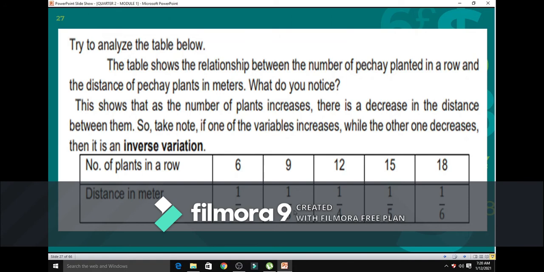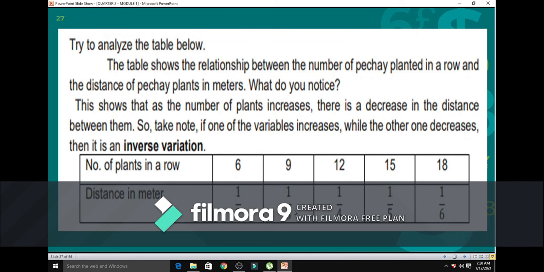So, kapag dumadami yung halaman sa isang row, ano nangyayari din sa distance nila? Lumiliit. So, ibig sabihin, nagiging mas malapit yung mga halaman sa isa't isa. So, take note that if one variable increases while the other one decreases, then it is called now an inverse variation. Kaya nga inverse, yung isa tataas, yung isa bumababa.